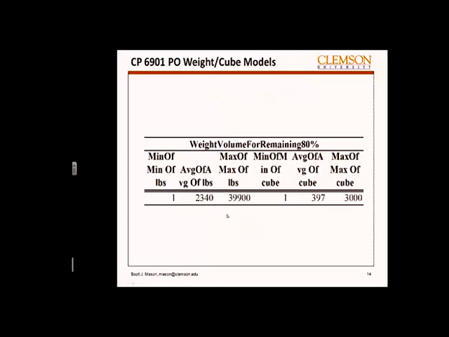Similarly, for the remaining 80%, we looked at the historical data, lumped them together, and we came up with, again, min, most likely, and maximum values for weight, as well as for cube. So now for the simulation model, we have the data that we need in terms of the demand process: the number of POs in a shipment, the origins, the destinations, the cube, the weight, okay?